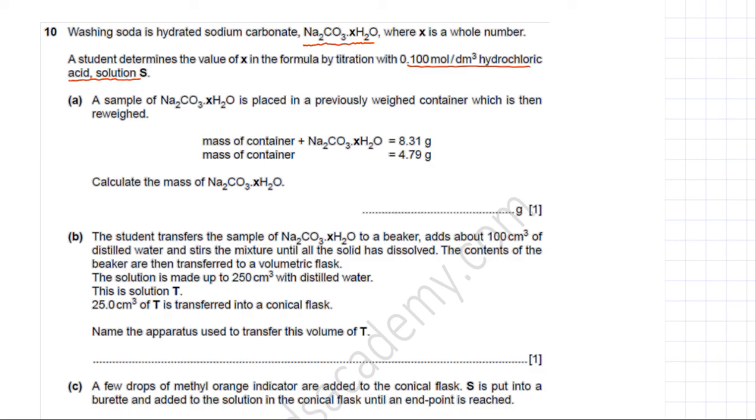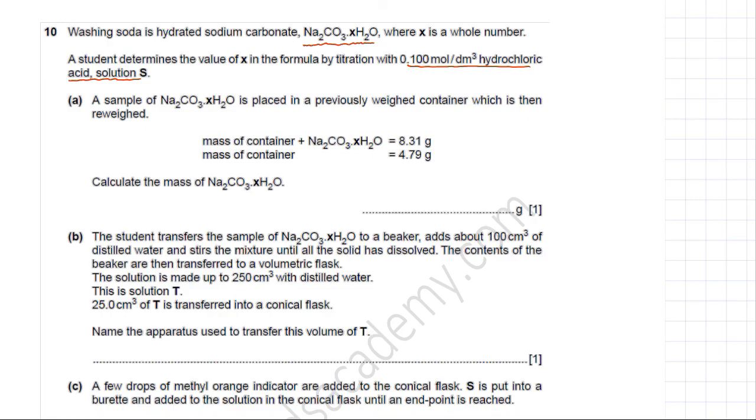The first thing he does, in part A, is place a sample of sodium carbonate .xH2O, this hydrated salt, in a previously weighed container, which is then reweighed. So the mass of the container plus the salt is given as 8.31 grams, and the mass of the container is given as 4.79 grams. You are asked to calculate the mass of the sodium carbonate hydrated salt, the crystal with water in it.